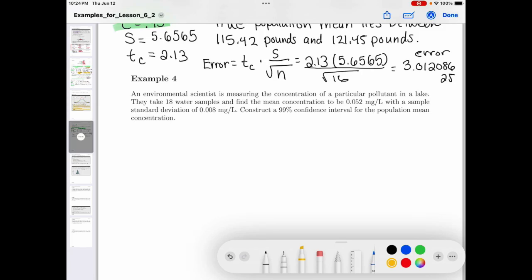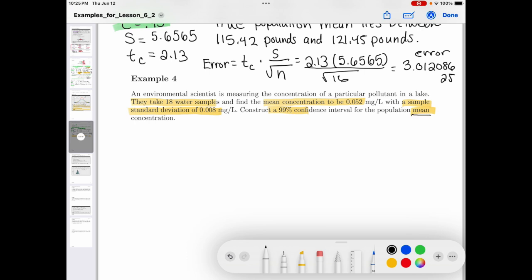So we're going to walk through another example of a t-interval, and we're going to do this without data. The question reads, an environmental scientist is measuring the concentration of a particular pollutant in a lake. They take 18 water samples and find that the mean concentration is 0.052 milligrams per liter. And there's a sample standard deviation of 0.008 milligrams per liter. Construct a 99% confidence interval for the population mean.